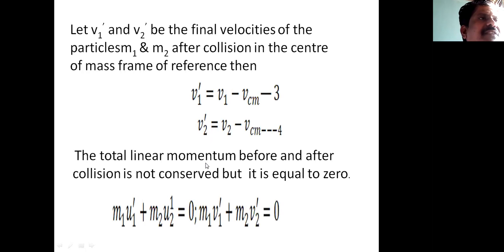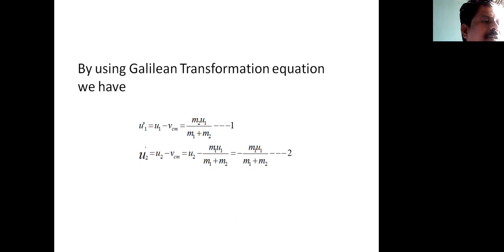Okay. So next, here it indicates u1 dash minus u2 dash equals u1 minus u2. So that is the relative velocity between the two particles.